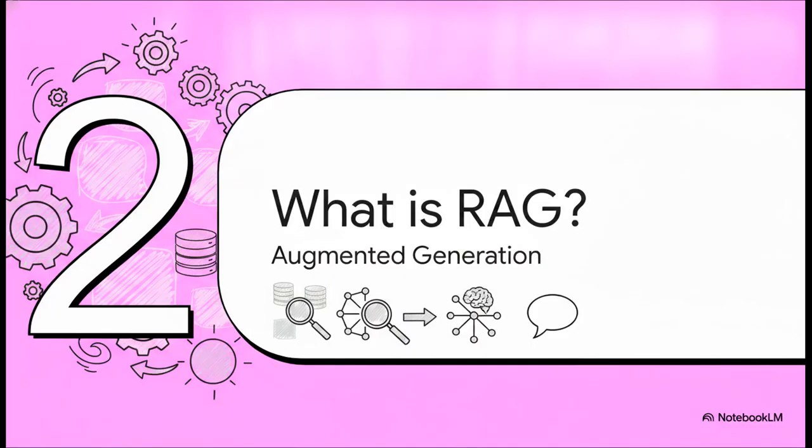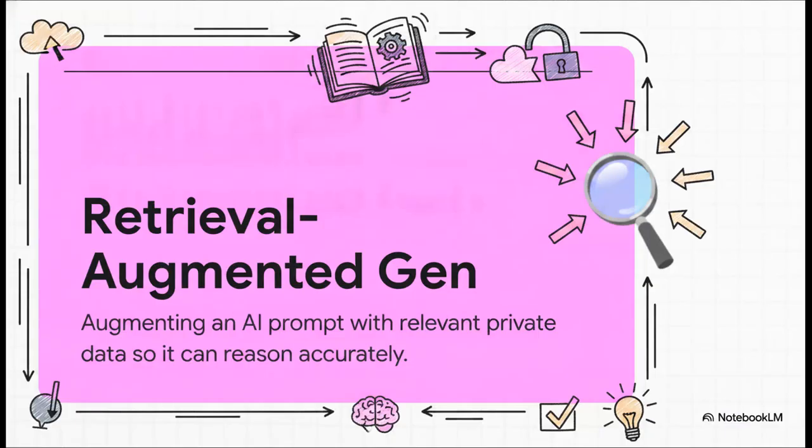Moving to section 2. What is RAG? So RAG stands for Retrieval-Augmented Generation. The absolutely crucial takeaway here is this. Instead of just crossing our fingers and relying purely on an AI model's base training, which, let's be honest, can lead to it totally hallucinating answers, we are actually physically augmenting the AI's prompt with our own specific private data.